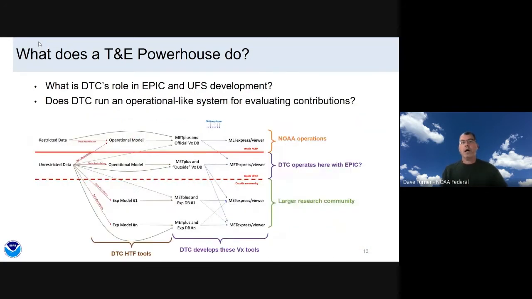Next click, please. And so now it gets into my model of the UFS development. What I'm showing on this upper row, above the solid red line, is NOAA operations. They use both restricted and unrestricted data through some data assimilation to initialize the operational model, which provides forecasts and diagnosed products. These are fed through METplus to compare against observations, which can then be viewed either statically, through pre-generated images, or interactively through METviewer.